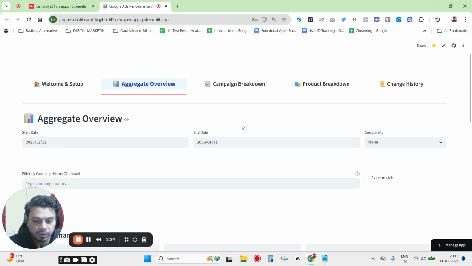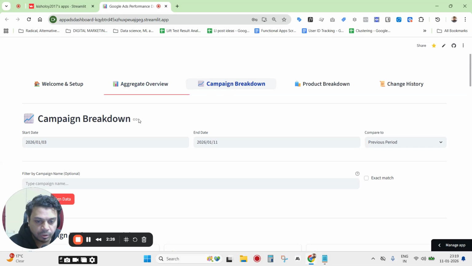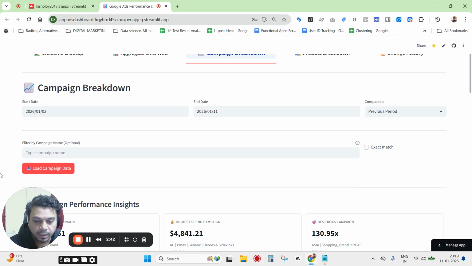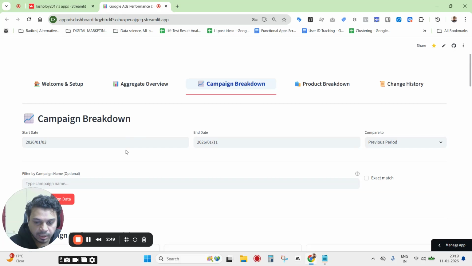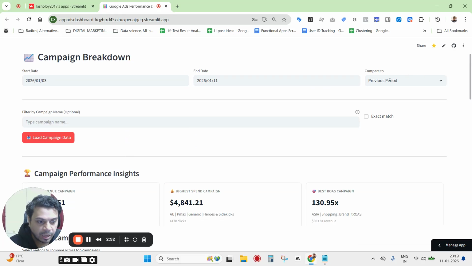But the point here is that you can now go into the campaign breakdown part. So that was your aggregate. As you just saw, you can choose a campaign to filter by a specific campaign. In this case, we'll look at a shorter date range so that it loads quickly. Remember, it's using Google's API, so it has to fetch the data. You can also have a comparison period. The previous period has been chosen here, and you have to click the campaign data, and you can also filter by a specific campaign name here.